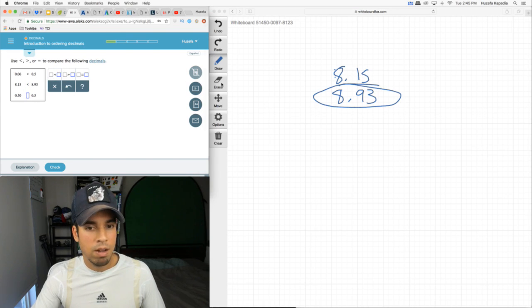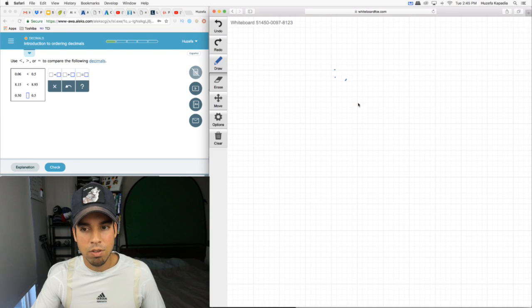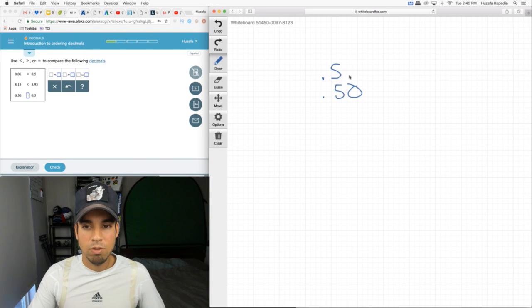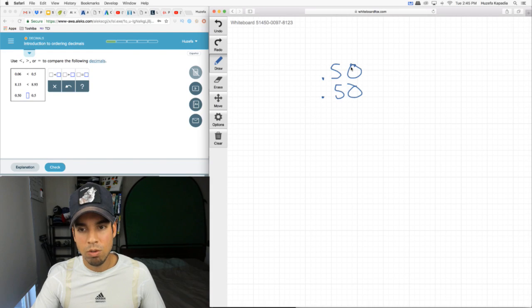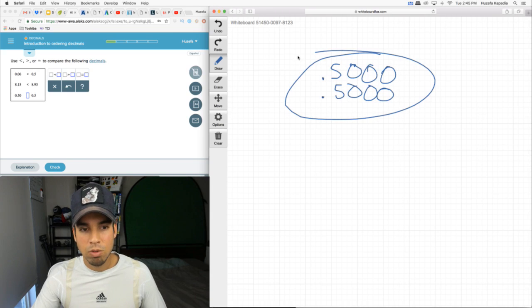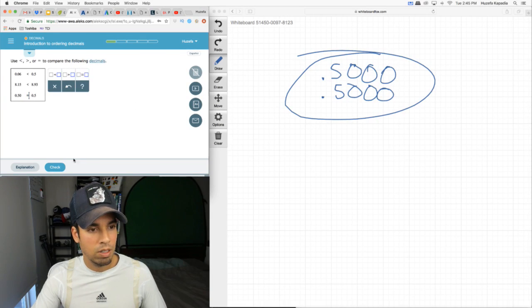And then 0.5 versus 0.50. Well, remember, if there's nothing here, we can just always fill it in with a 0. So what's going on? The 0.5s are equal, the 0s are equal. They don't give us any more digits, so it's presumably 0s forever and ever and ever. So what's going on? They're the same, right? And these guys are equal.